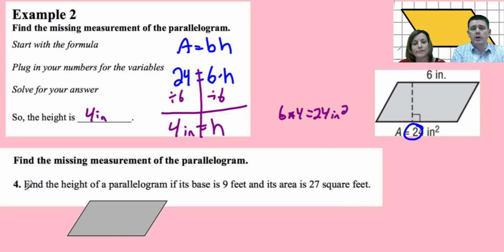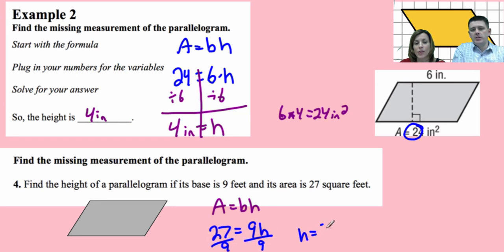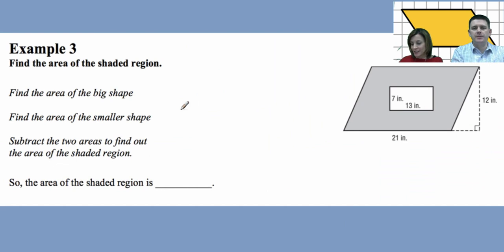So number 4 is for you to try. Start with your formula. Area is equal to base times height. Plug in what you know, and then solve your equation to find your missing piece of information. When they're done, they should have 27 is equal to 9h. Of course, they divided both sides by 9. So h is equal to 3 feet. Good. Moving on. Last one, the fun one.